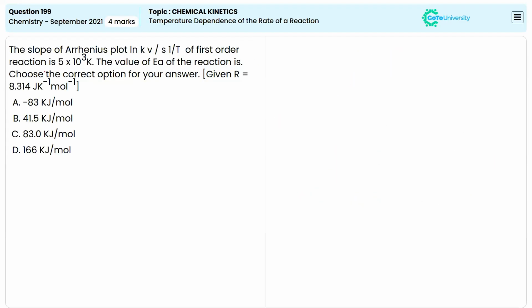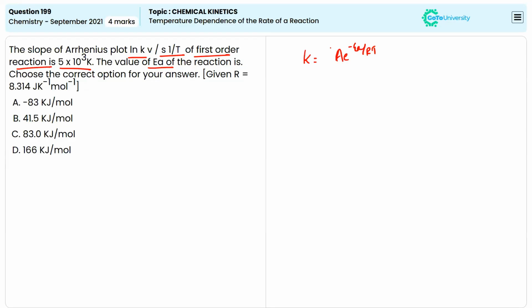The next question: the slope of the Arrhenius plot, ln K versus 1/T, of a first order reaction is given as 5 times 10 to the power 3 K. We have to find out the activation energy of the reaction. First of all we have to write the Arrhenius equation, because the Arrhenius plot is mentioned here. So K is equal to A e raised to minus Ea divided by RT.